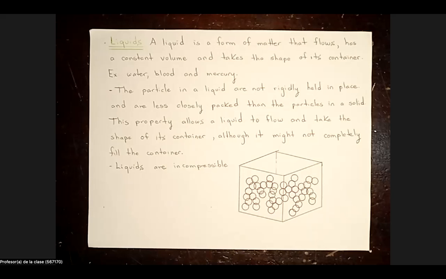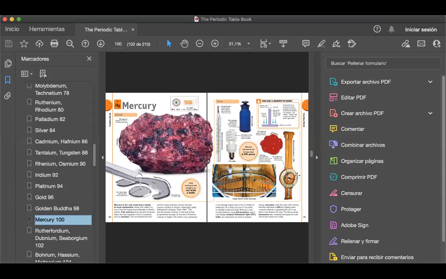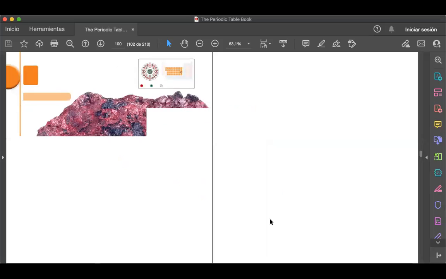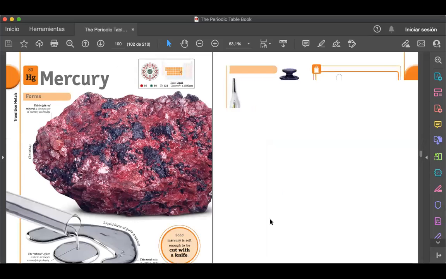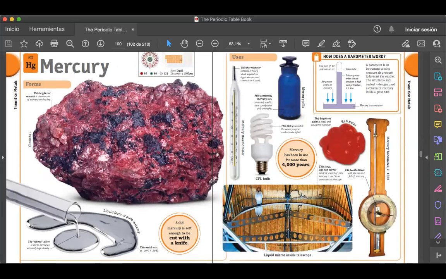Okay, I will show you a picture on liquid mercury. It'll take only 2 seconds to open the picture and show you. I'm looking for mercury. That's it. I will share my screen with you. Okay, we have here the mercury. Look at the picture on the left side. That's a liquid form of pure mercury. Okay, and this metal melts at minus 39 Celsius degrees.